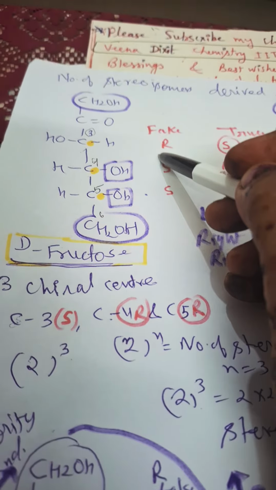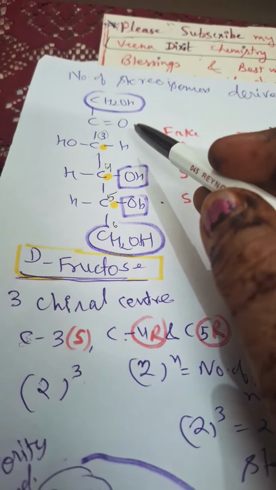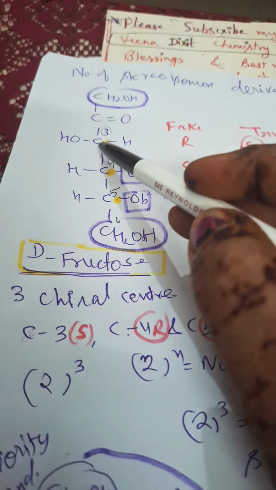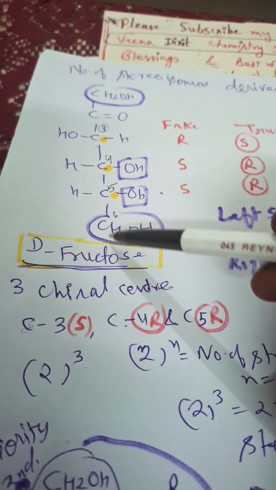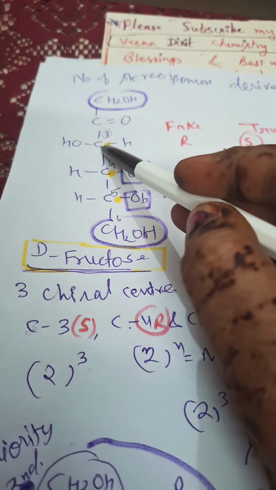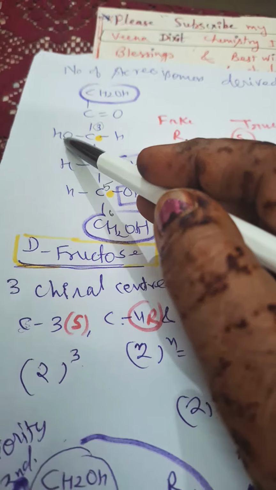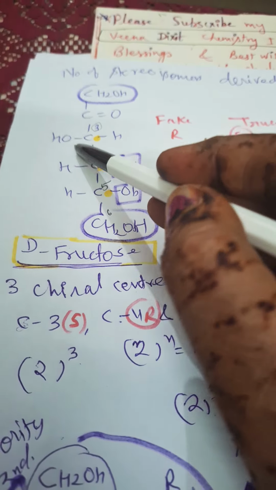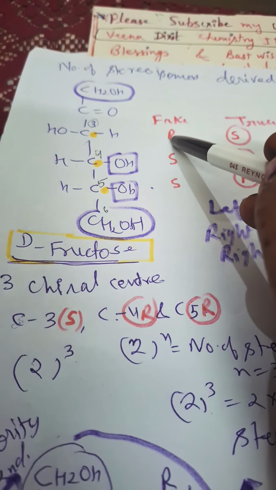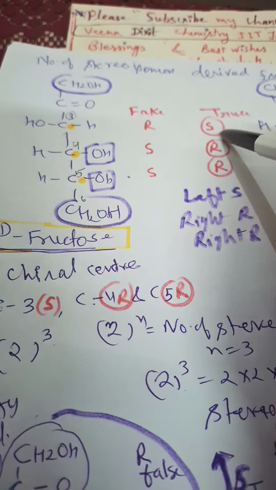Now we'll see the fake configuration and real configuration. Here is CH2OH, C double bond O, CH, OH, and the rest of the chain. We discuss this C3 carbon first. So OH is on the left side. On the left side it is fake; it looks like it is R, but actually it is S.